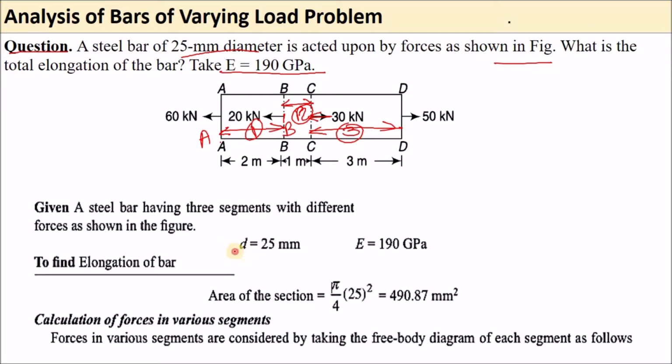In the question the diameter and E value are given, so we can find out the area. The next step to solve this kind of problem is to calculate the forces in various segments. For each segment we need to calculate the force, how much force is acting on each segment. That is most important. How can we find it? To find the forces on each section, we should draw the free body diagram.